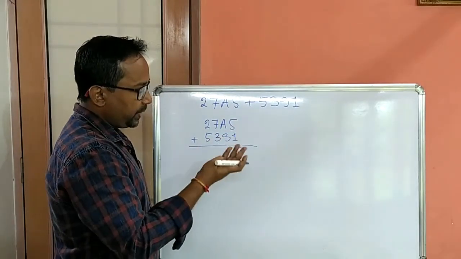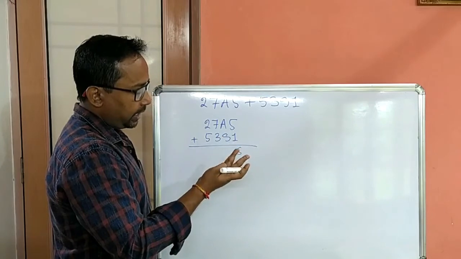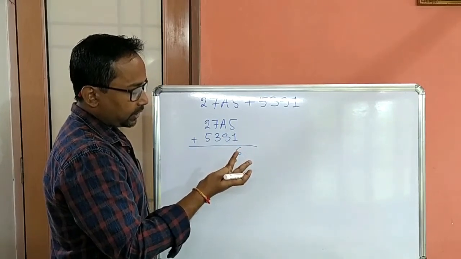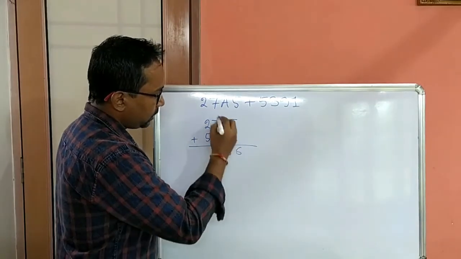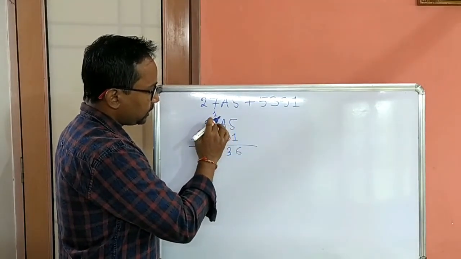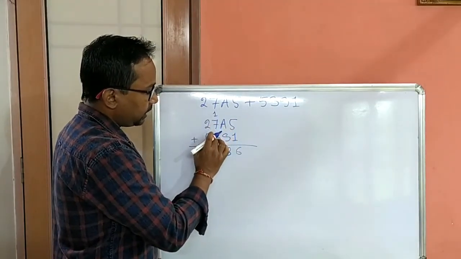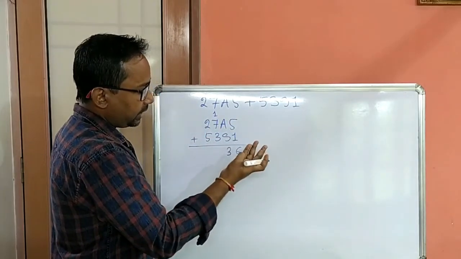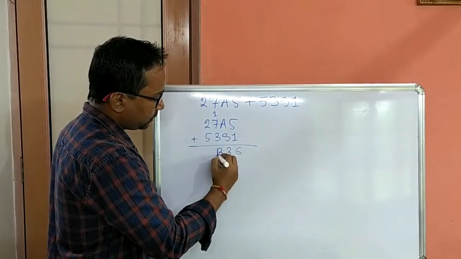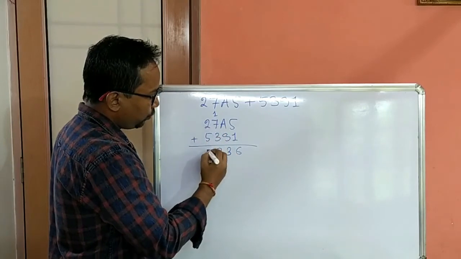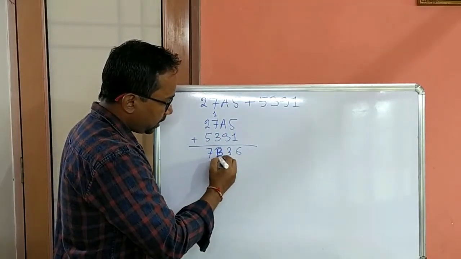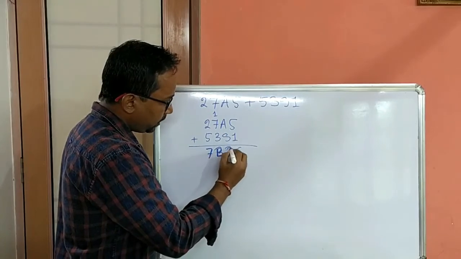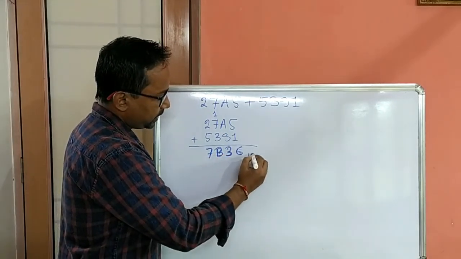After A, B, C, D, E, F. F is the last digit. And after that 10, 11, 12, 13. Here 3, so 1 will carry this side. So 7 plus 1 for 8, then plus 3, 8, 9, then A, B. So it becomes B. Then 5 plus 2 for 7. So the answer is 7B36 base 16.